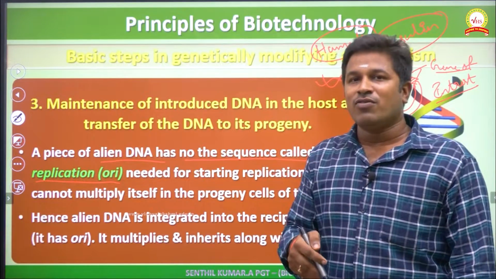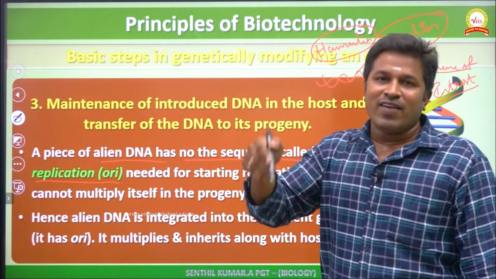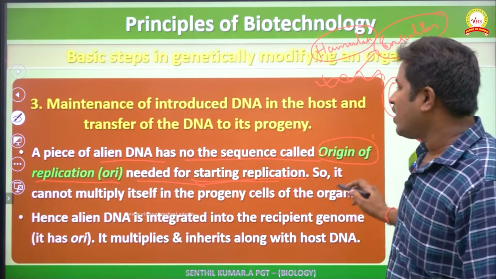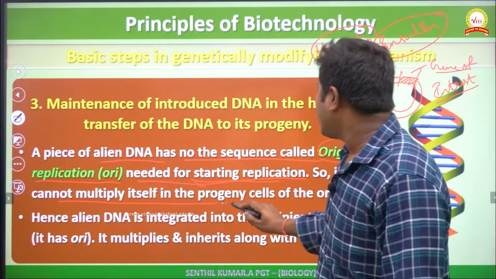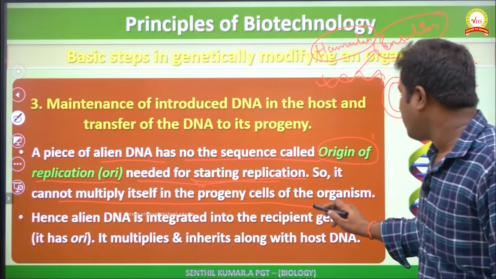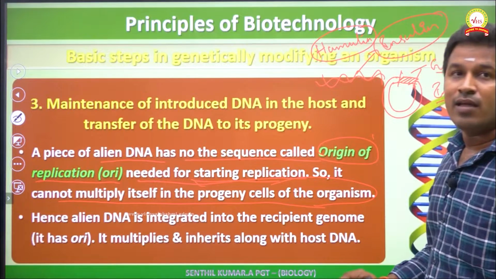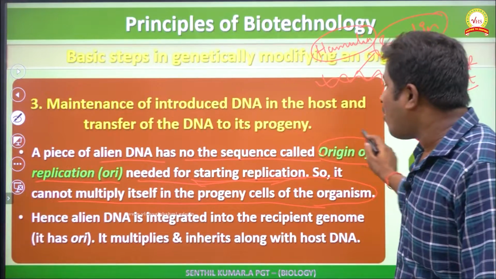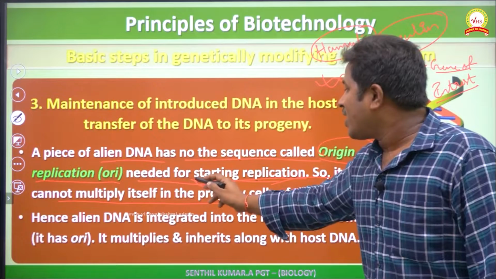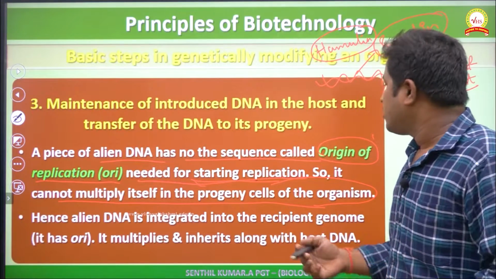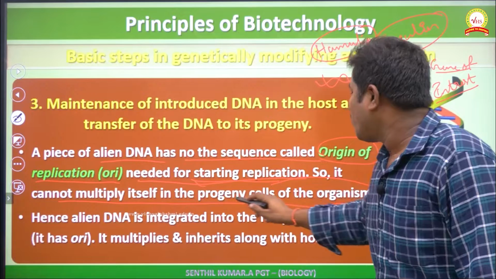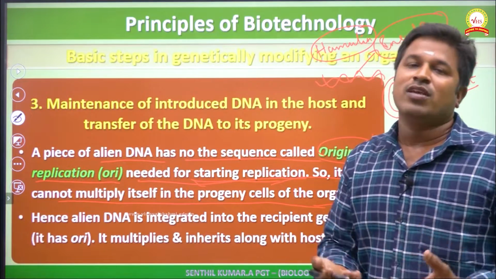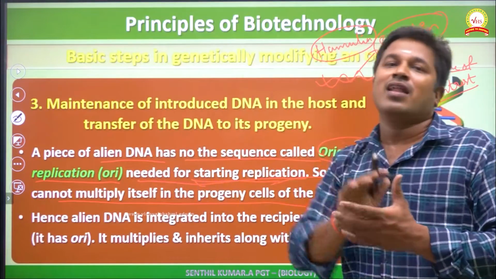In that sense, we have to introduce it into a vector which has an origin of replication. Otherwise it cannot multiply itself in the progeny cell of the organism. I will repeat again: the alien piece doesn't have an origin of replication site, so it cannot start replication, it cannot multiply inside the progeny organism, and it cannot transfer to another organism either.